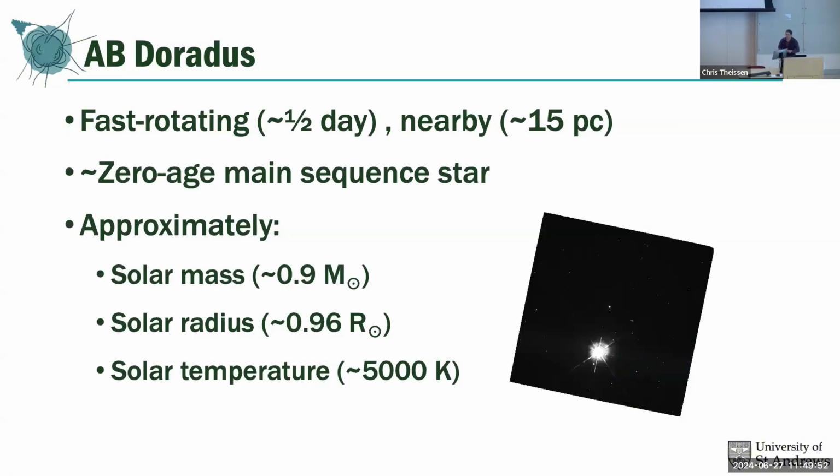Before I continue, what is this star that we are looking at? It's about solar mass, radius, and temperature, but it is much younger than the sun. It's just approaching the main sequence. It also rotates very quickly, about 50 times as fast as the sun. And it's nearby, 15 parsecs, which doesn't affect the star, but it does mean it's easier for us to observe, which is great for doing these kinds of studies.